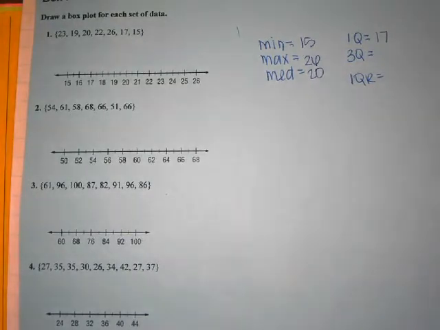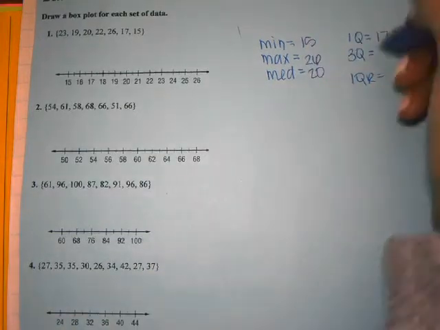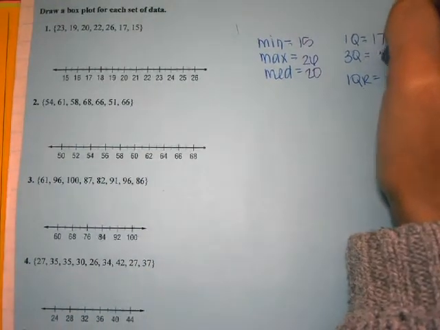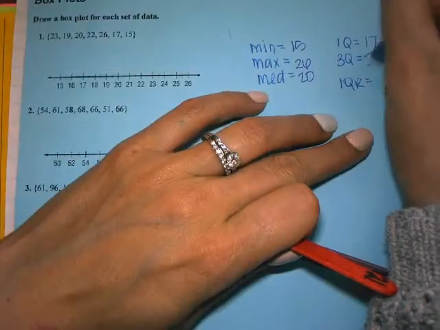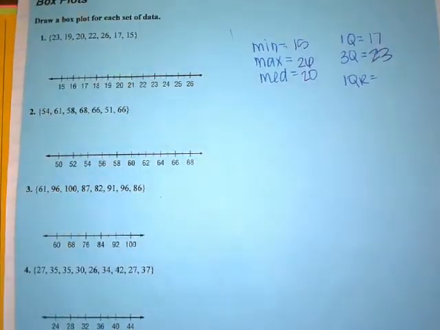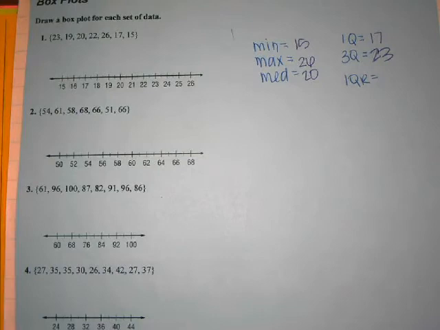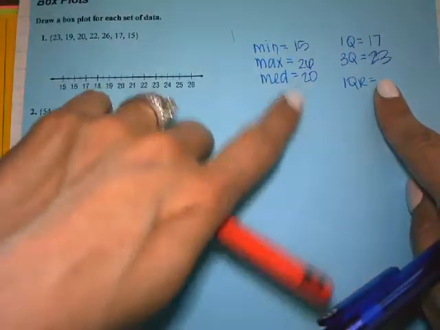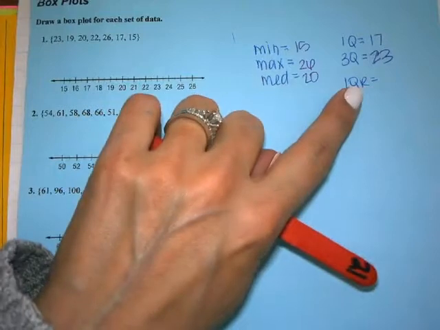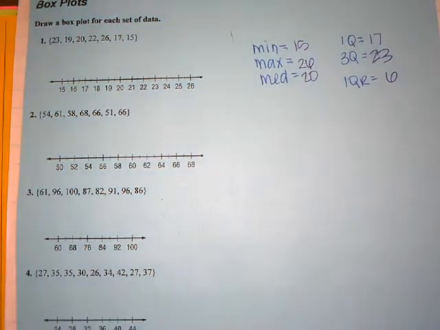Not 22.5. You're really close. 23. Oh, pen's going out. So make sure you fix that, okay, boys? What did you tell me is the IQR? 6. IQR is, what is it? 23 minus 17, so it is 6.